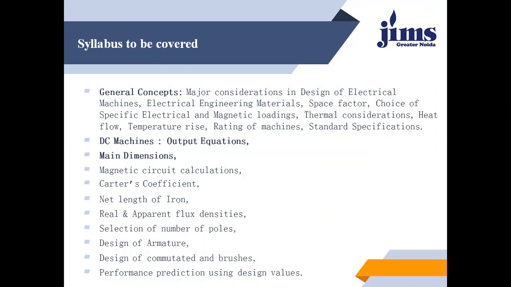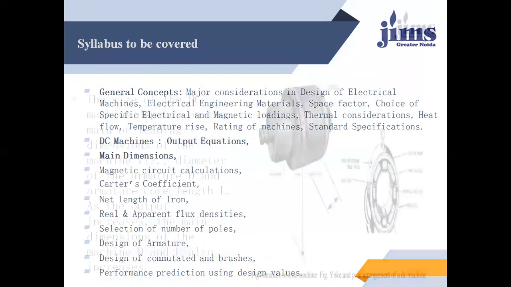Next, we discussed the rating of different types of DC machines and AC machines, then the standard specifications associated with the machines, and the manufacturers of different types of machines. Now we are discussing DC machines, their output equations and main dimensions in this lecture.